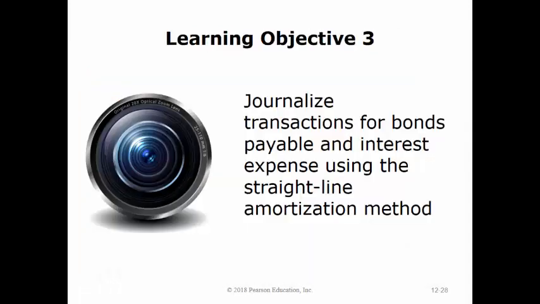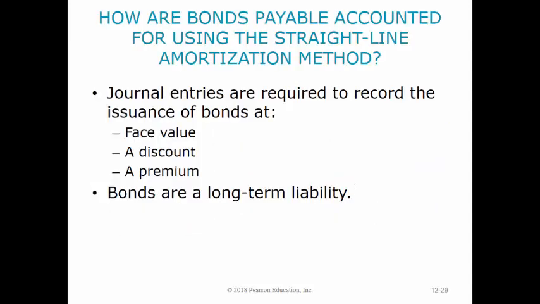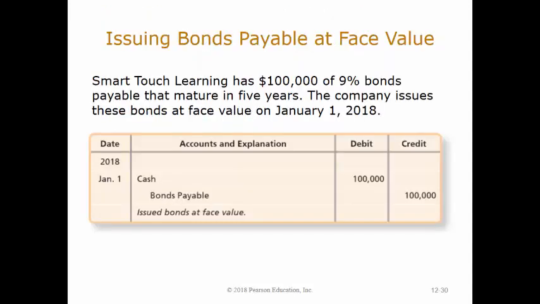In the third section, we will learn how to journalize transactions for bonds payable and interest expense using the straight-line amortization method. The basic journal entry to record the issuance of bonds payable debits cash and credits bonds payable. As noted previously, a company may issue bonds, a long-term liability, at face value, at a discount, or at a premium. Smart Touch Learning has $100,000 of 9% bonds payable that mature in 5 years. The company issues the bonds at face value on January 1st, 2018.